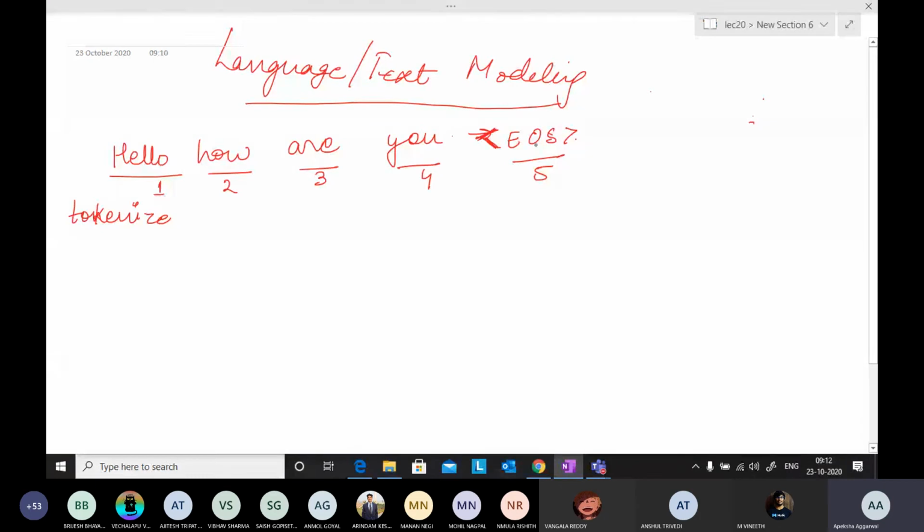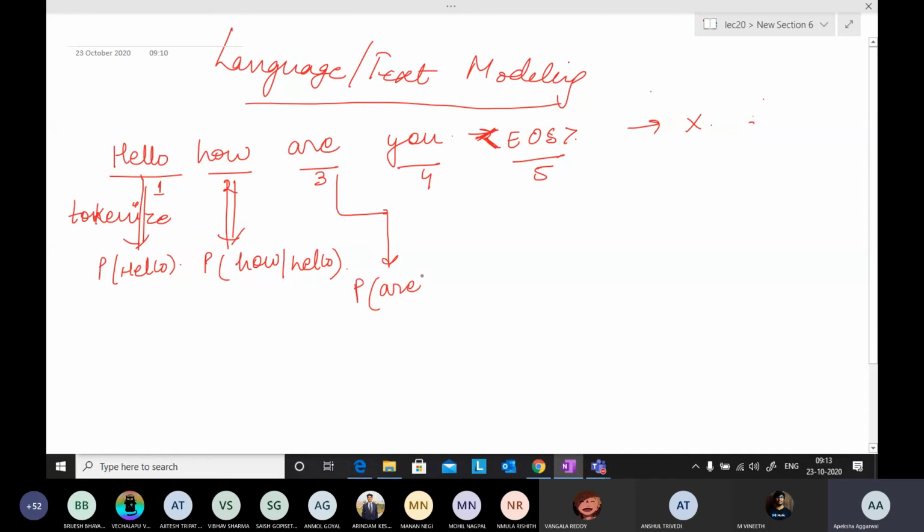Okay, so I will add EOS as an additional token. Now I want to learn this. This is my input x, and my output for this should be the probability of occurrence of hello, and the output for this should be the probability of occurrence of how given hello, because it's a sequence. This how depends upon hello. So if how is coming, it should come after hello. Okay, so over here the probability is the occurrence of are given how and hello.